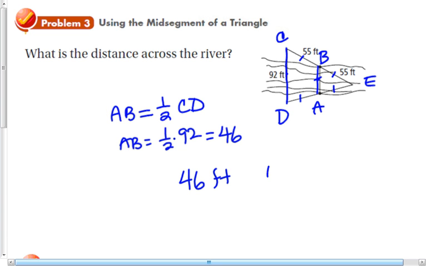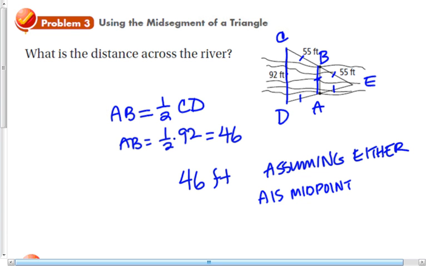Again, that is assuming either A is the midpoint of DE, or AB is parallel to CD. All right, can you try that?